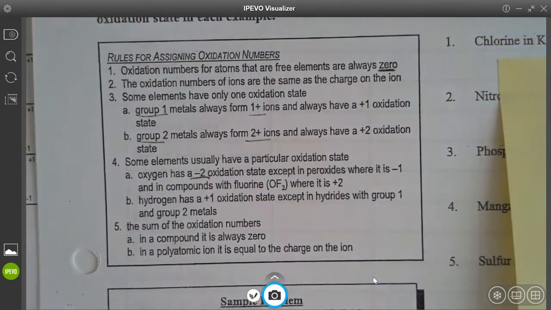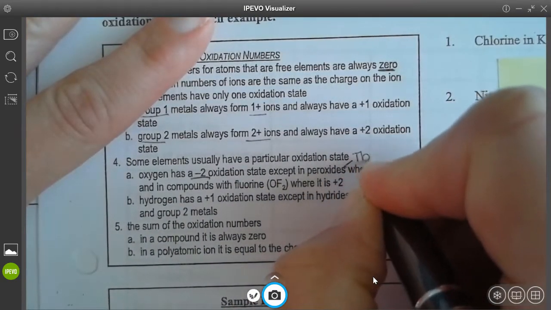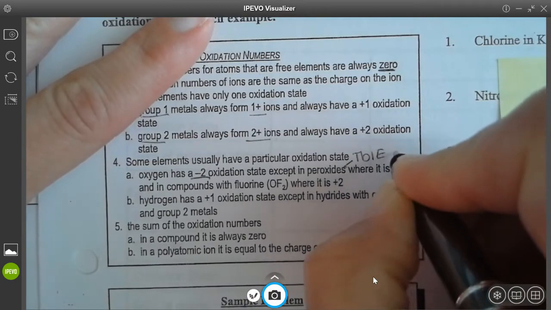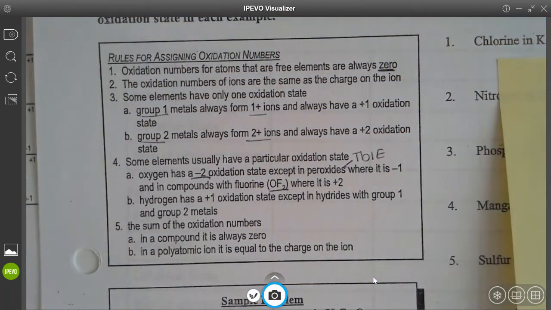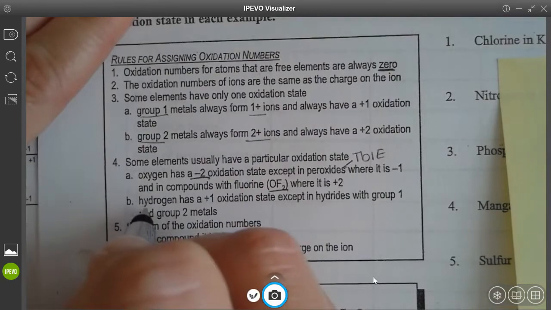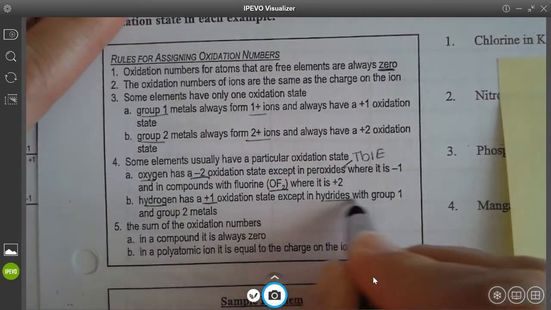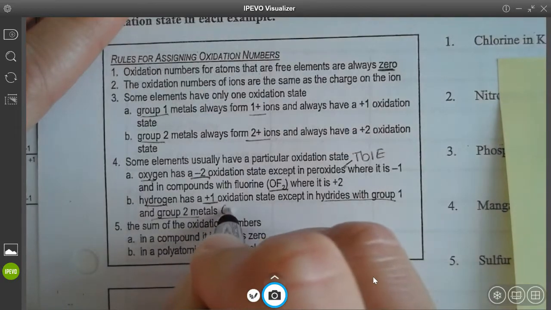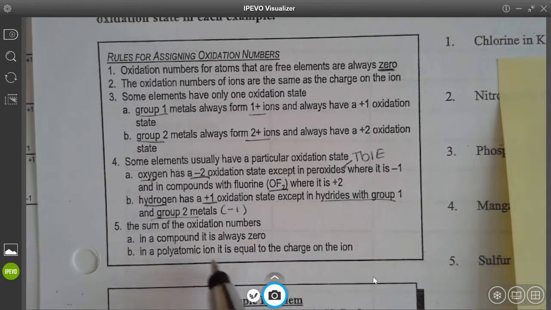Oxygen is going to be -2, except for when it's a peroxide. That's on table E. Or bonded with fluorine. So there's 2 times it's going to be something other. It's almost always going to be a -2. Hydrogen is a +1, except in hydrides with group 1 and group 2, and then it will be a -1. The sum will always be 0, or if it's a polyatomic, equal to that charge.